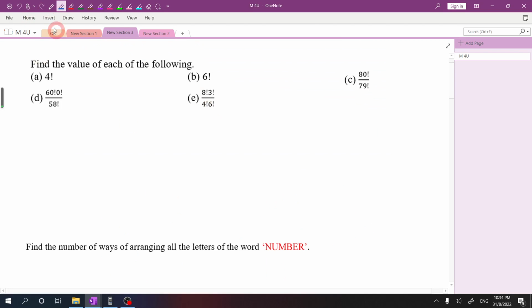Okay, now let's look at a few questions on permutation. Find the value of each of the following. I think 4 factorial, 6 factorial should be no problem, right? Now let's try this part C. 80 factorial. So we don't have time to write 80 times 79 times 78 times 77 and so on. So we can do it this way.